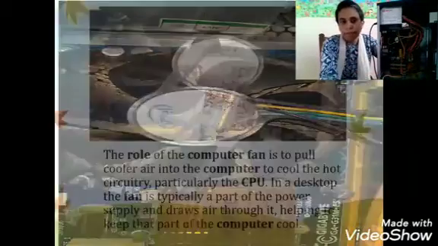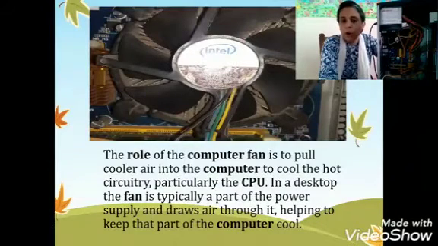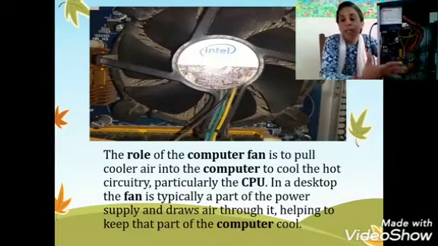So how does it work? The role of the computer fan is to pull the cooler air into the computer to cool the hot circuitry, particularly the CPU. That generates a lot of heat, so it requires some device to cool it. In a desktop, the fan is typically a part of the power supply that draws air to it, helping to keep the parts of the computer cool. So you can imagine how much heat it generates inside when it functions.